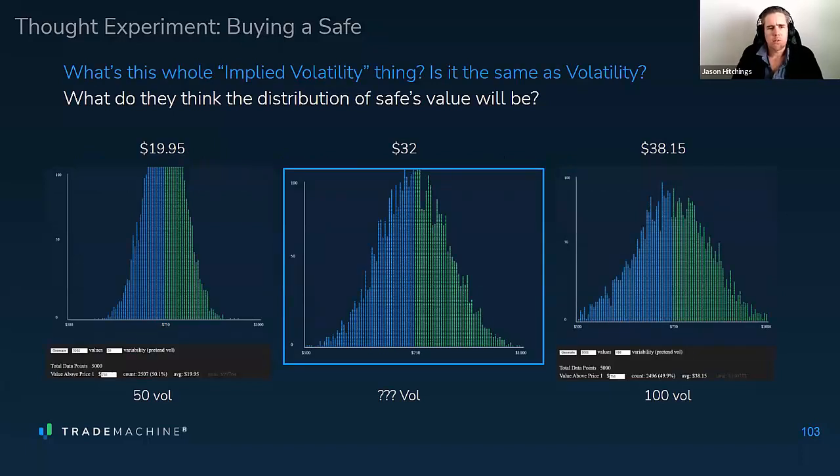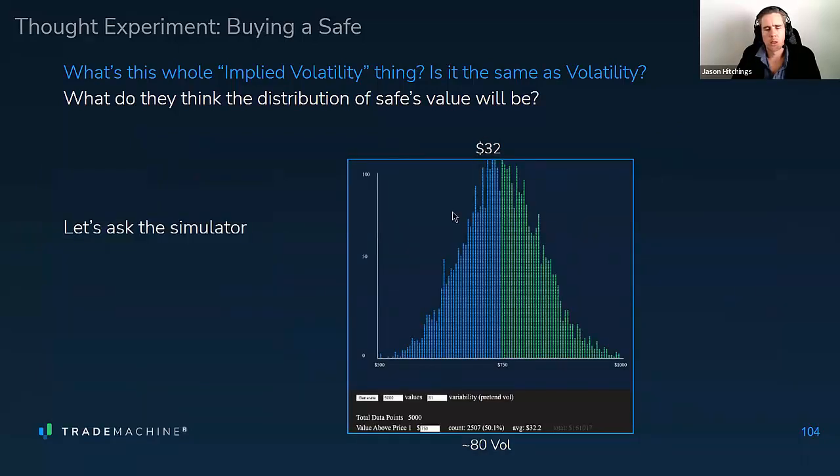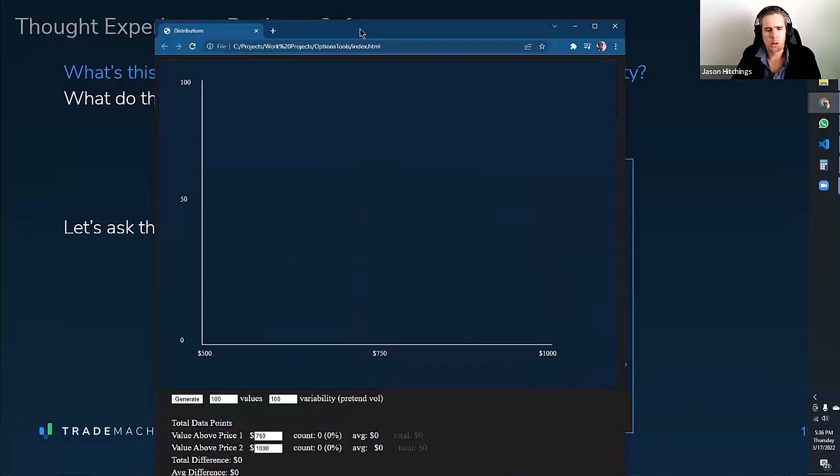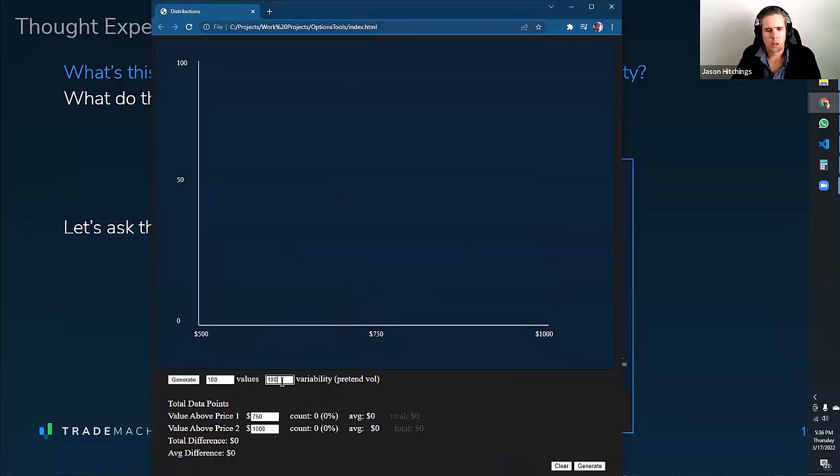Well, we know that at the 50 vol safe, we thought that the contents above 750 were worth about $20, and we found out that the 100 vol might be worth $38 or something like that. So what's the 32 worth? Well, let's ask the simulator. Now our simulator doesn't have a way to directly tell us that, but what we can do is sort of guess. If we knew that 100 was too high and 50 is too low, what does 60 look like? And let's just do a whole bunch of these.